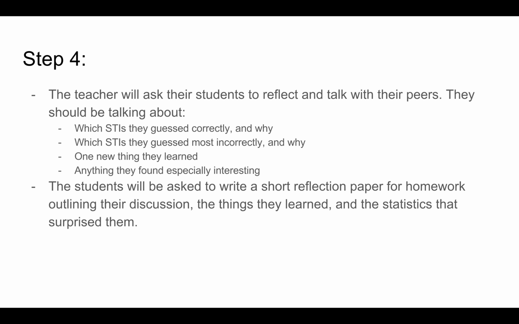The next step is the teacher will ask their students to reflect and talk with their peers. They should be talking about things like which STI they guessed correctly, and why, which STI they guessed the most incorrectly and why they thought that, a new thing that they learned, and anything that they found especially interesting. Then the students will be asked to write a short reflection paper for homework outlining their discussion, the things that they learned, and the statistics that surprised them.